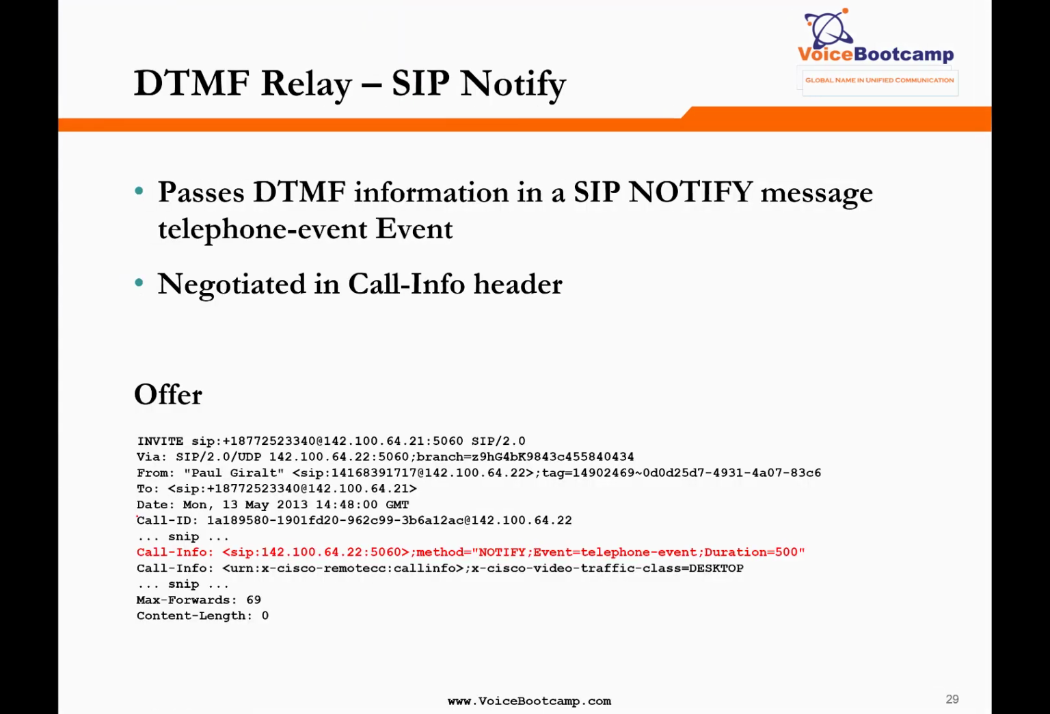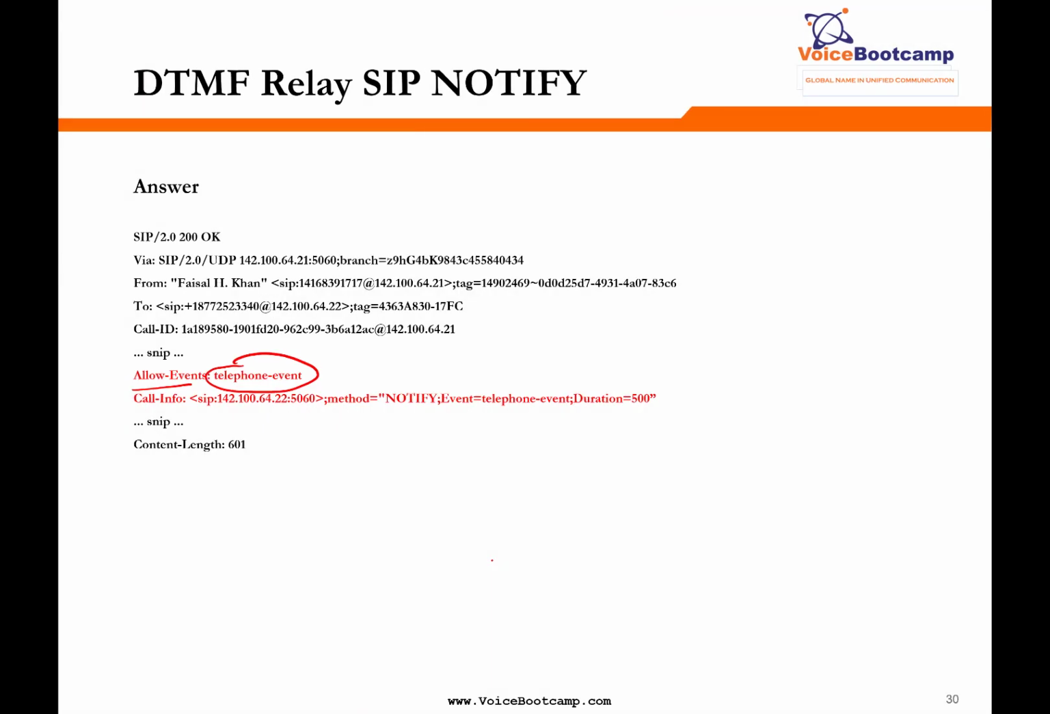that means that you're using RFC 2833. Whereas if you are seeing something called call info, which is the header where the SIP notify will be negotiated, and then it says method is notify, that's an indication that you're using SIP notify DTMF relay. If, in case, they ask you to diagnose a particular trace file, then DTMF relay SIP notify, where the response is in an answer packet.